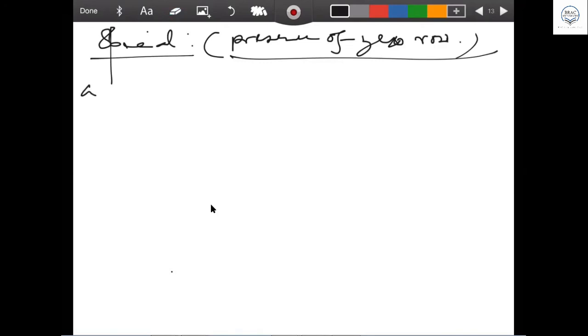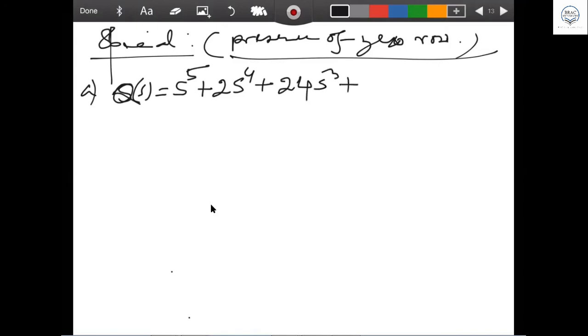The characteristic equation is: s to the power 5 plus 2s to the power 4 plus 24s cubed plus 48s square minus 25s minus 50 equal to 0.